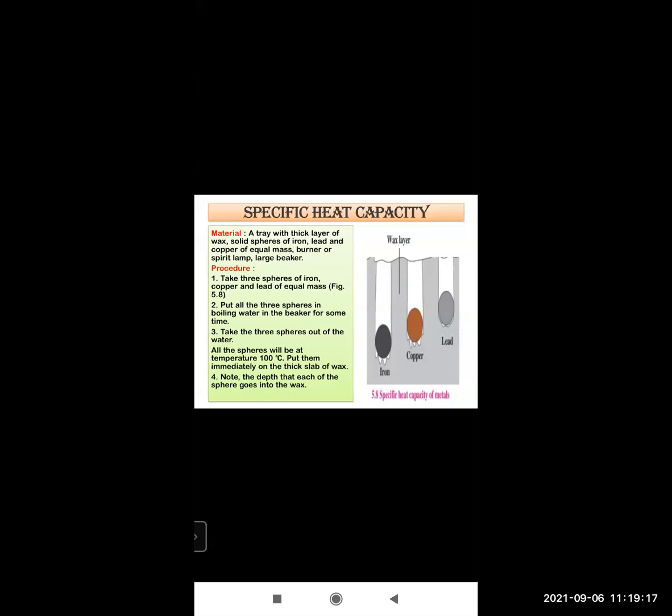So you have to write down all the explanation. I will tell you once again in short what the materials required here are. We have taken a tray of wax and three solid spheres, one of iron, copper, and lead. Then a burner or spirit lamp and a large beaker.